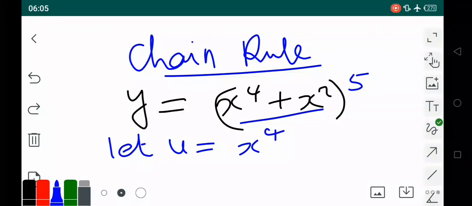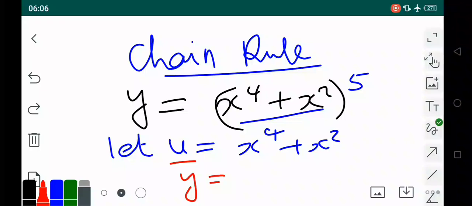Bracket x to the power 4 plus x squared. Okay, and then what is going to happen is that now, because this has been assumed to be u, we can put it back into the above equation. Then it's going to be y equals u, in brackets, to the power 5.